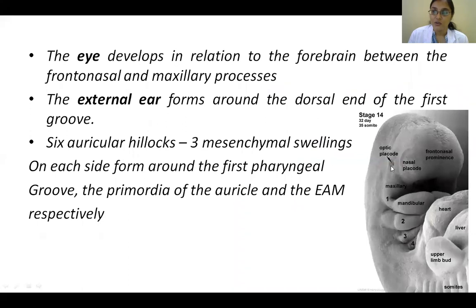And yeah, so here it develops, between the lateral nasal process and the maxilla. And as this grows, your eyes, which were here, also come forward. Then coming to the external ear.